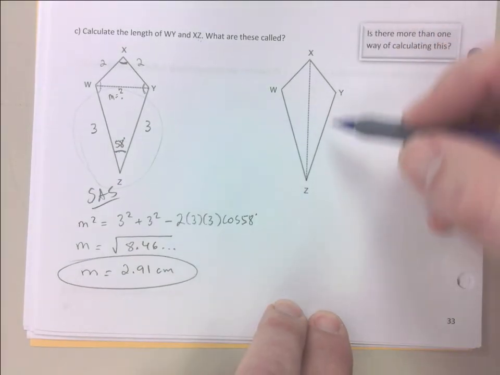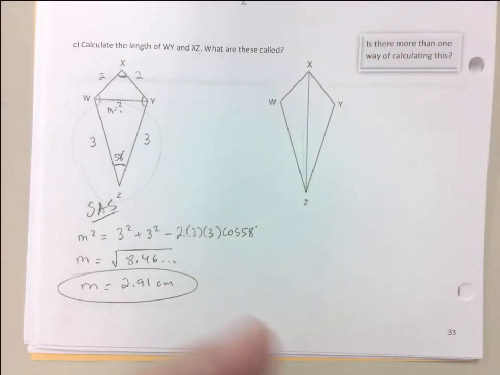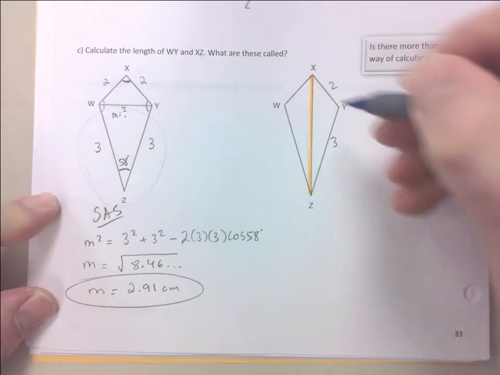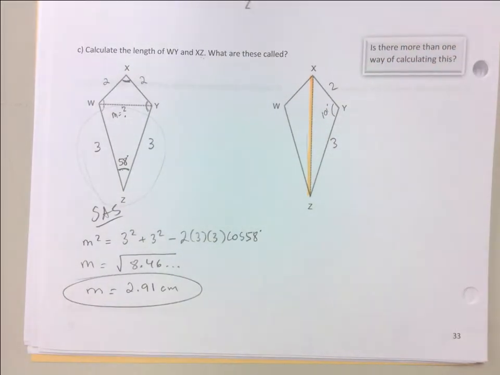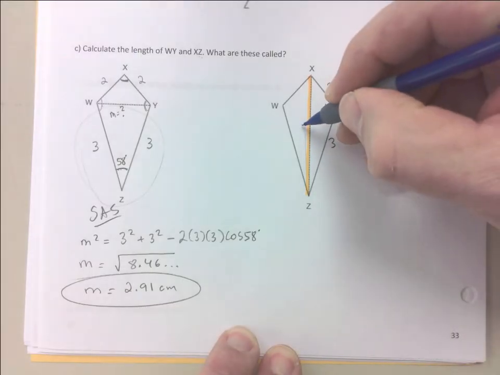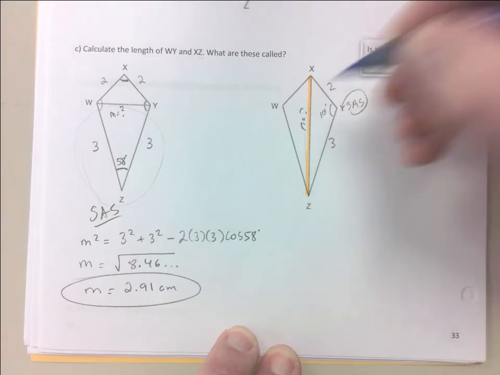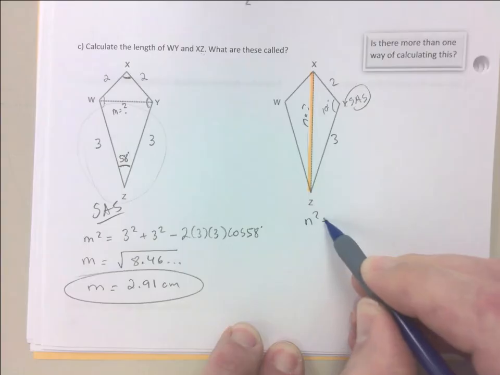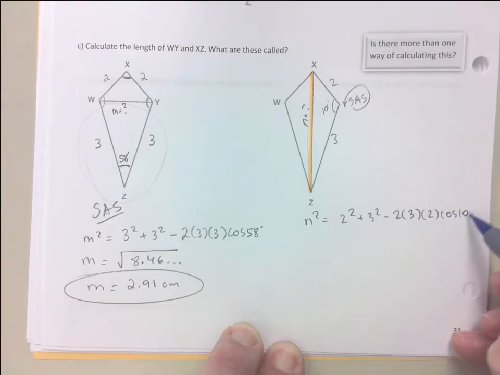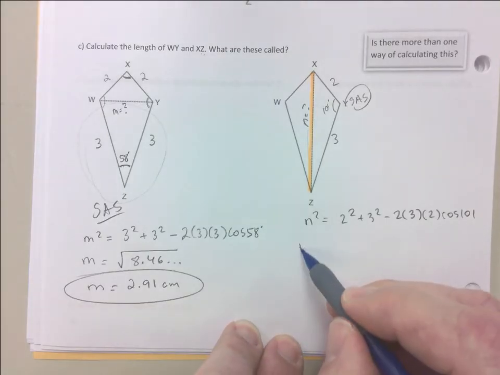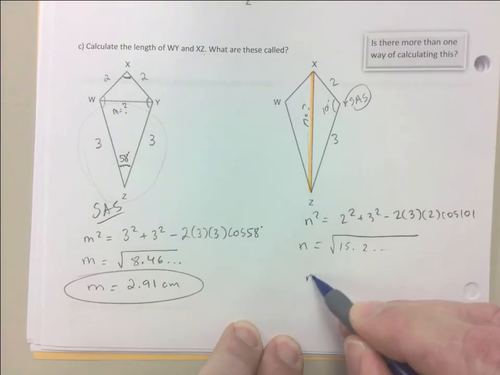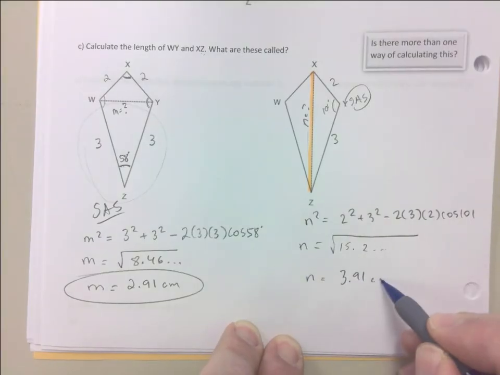And then you would do the same for this side here. If you're trying to solve for that side, then I would use the 2 and the 3, and this is 101. So we use side angle side here to solve for that one. Let's call that one n. Give it a letter. So n squared is equal to 2 squared plus 3 squared minus 2 times 3 times 2 times cosine of 101. So n is the square root of 15.2 something. So n is 3.91 centimeters.